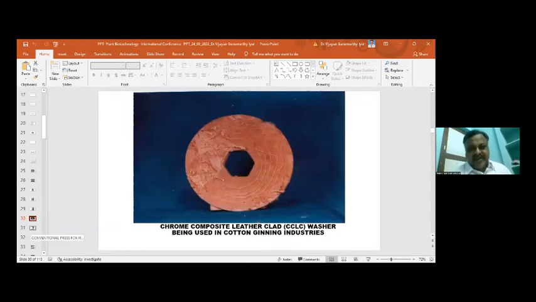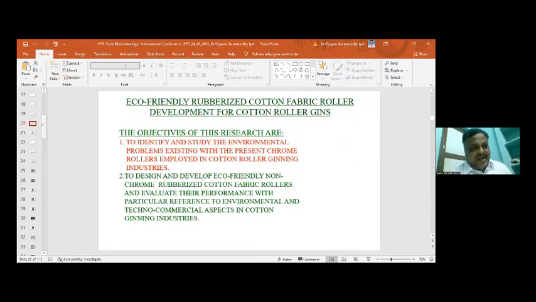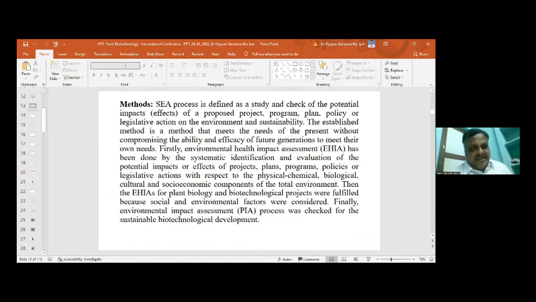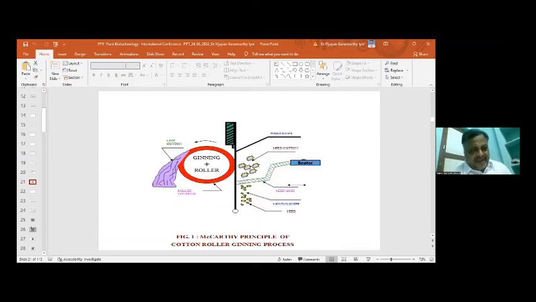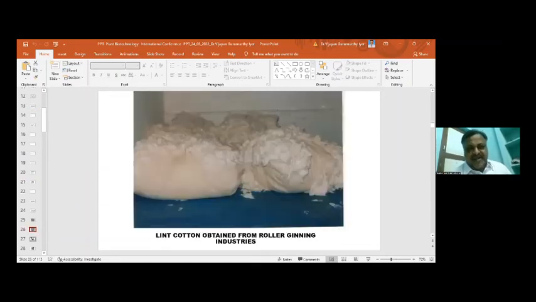which have environmental problems. Chromium pollution is nearly 13,000 to 14,000 ppm, mg per kg, that has contaminated the lint cotton beyond the permissible limit. The lint cotton contains nearly 2000 ppm, which means it is beyond the eco-friendly level. So the level is very high, and that's why we need to pay attention to the environmental health impact assessment.